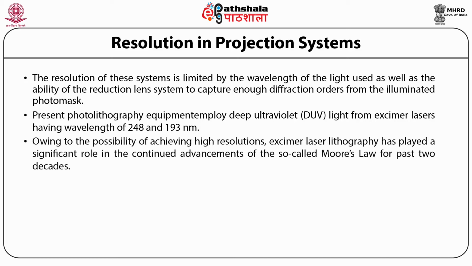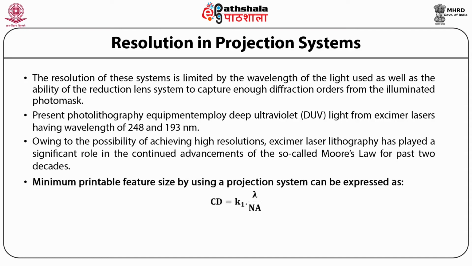Owing to the possibility of achieving higher resolutions, excimer laser lithography has played a significant role in the continued advancement of so-called Moore's law for the past 2 decades. Minimum printable feature size using a projection system can be expressed as CD equals k1 times lambda by NA, where CD is the minimum feature size, known as the critical dimension. k1 is a coefficient accounting for processing factors, and its typical value is 0.4 for manufacturing.